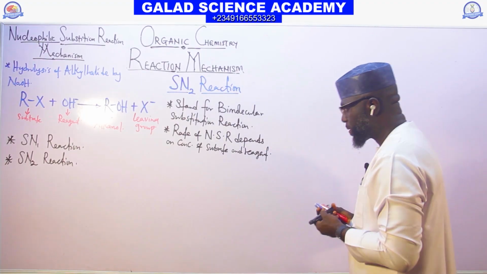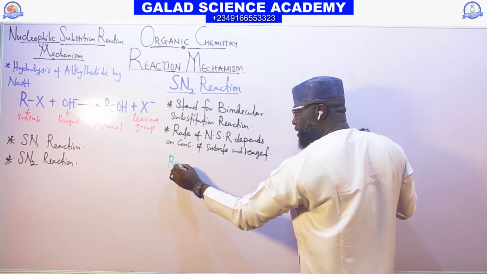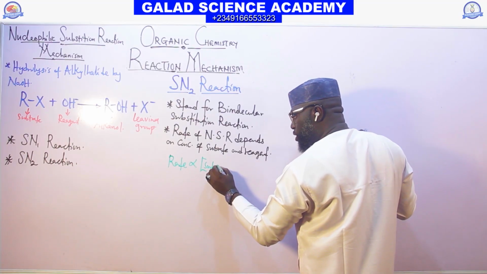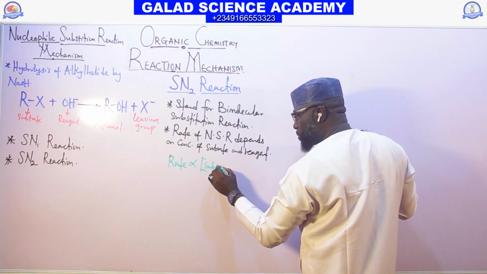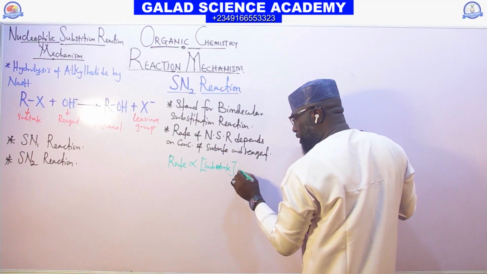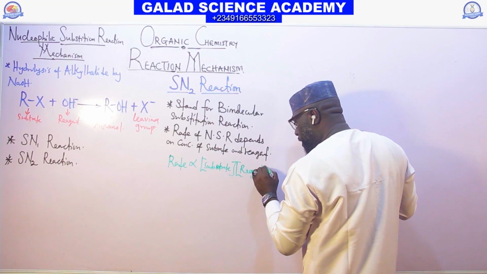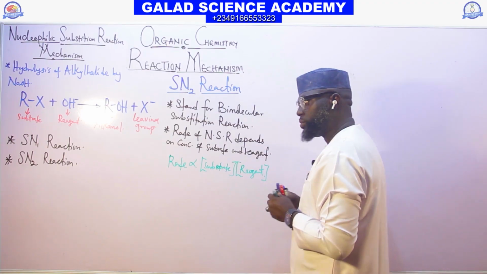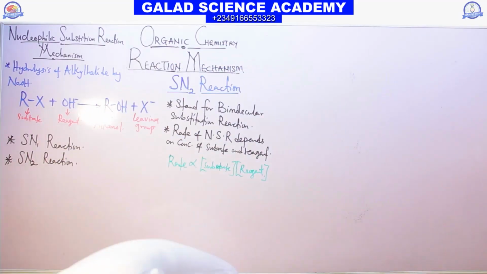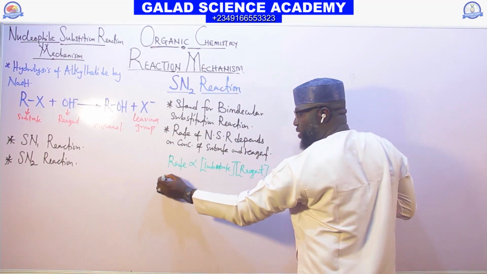That is, the rate of reaction is proportional to the concentration of what? Substrate, and reagent. This is the substrate, alkyl halide, and OH is the reagent. So from here, you can now have the rate of reaction.